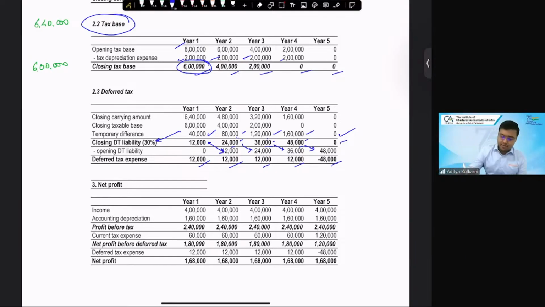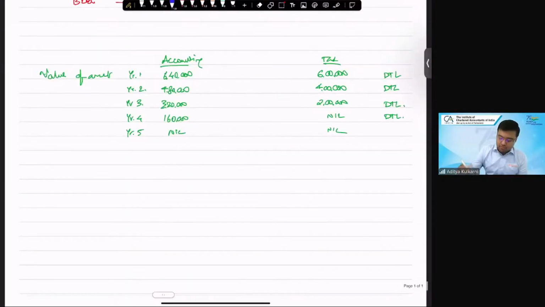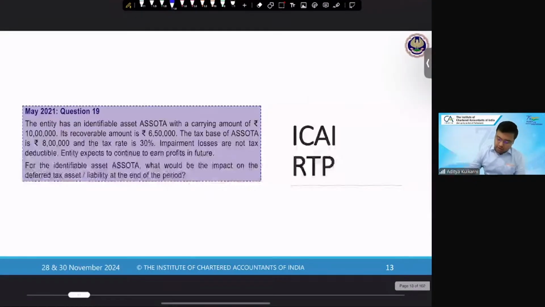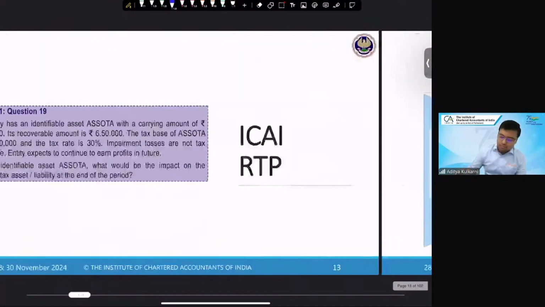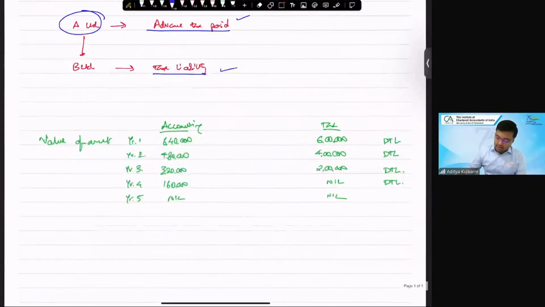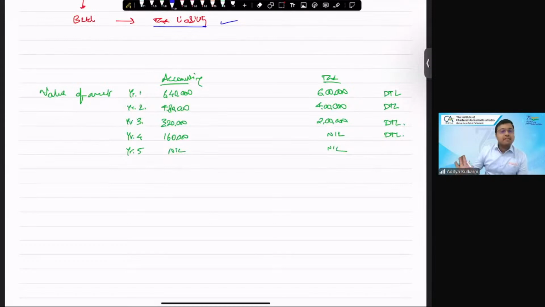Okay, fine. Perfect. So this was the case of the asset that we saw. Now, when I look at my workings, it gives rise to a deferred tax liability.